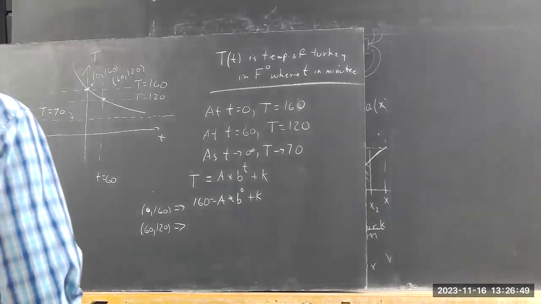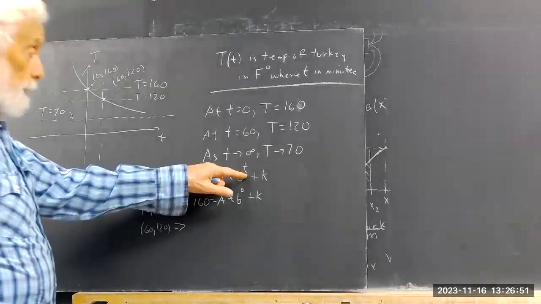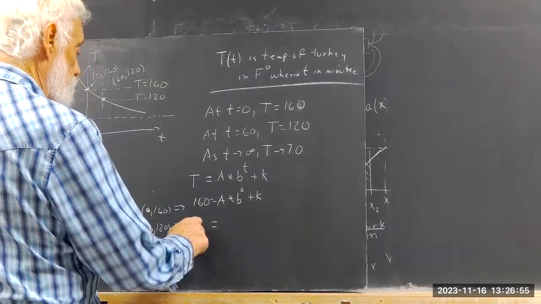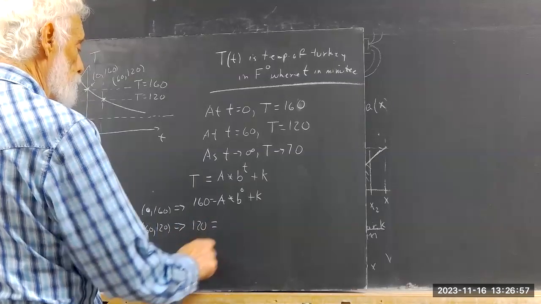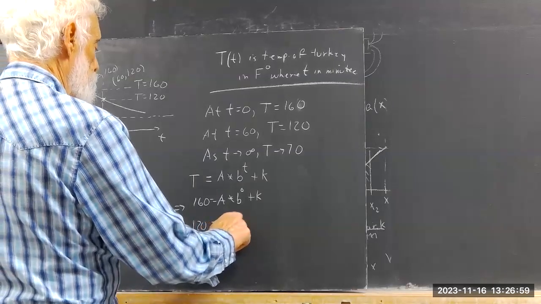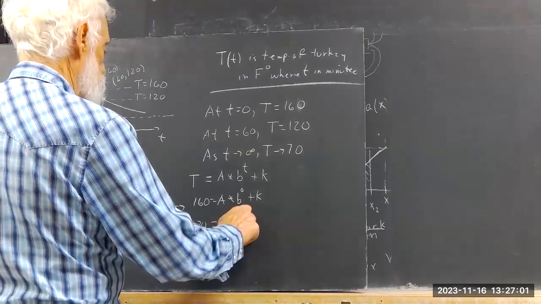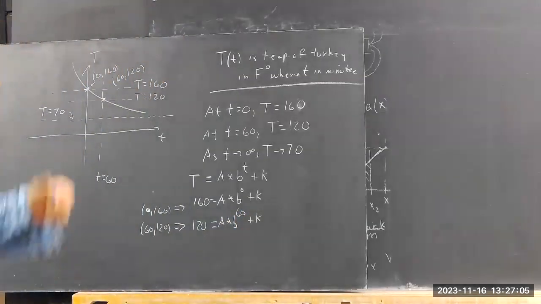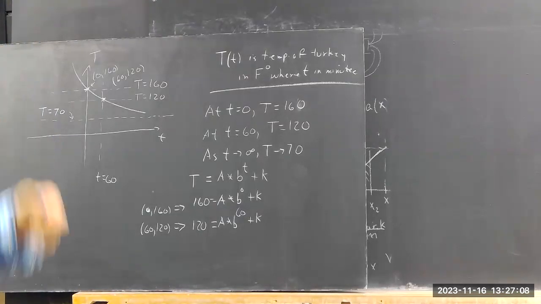Okay, so I'm going to put in 60 for little t. I'm going to put 120 in for big T. Since I start with big T, we'll do this. That equals A times B to the 60 plus K.